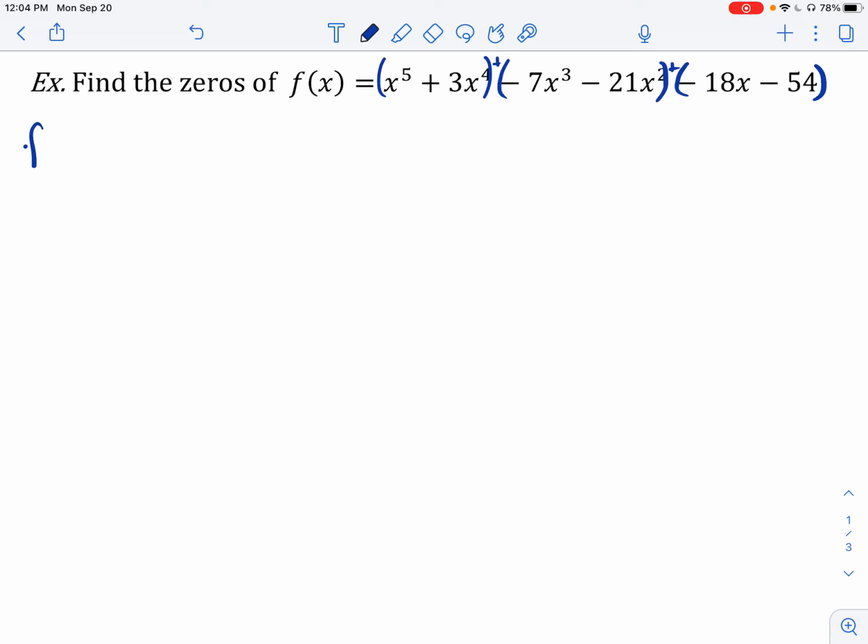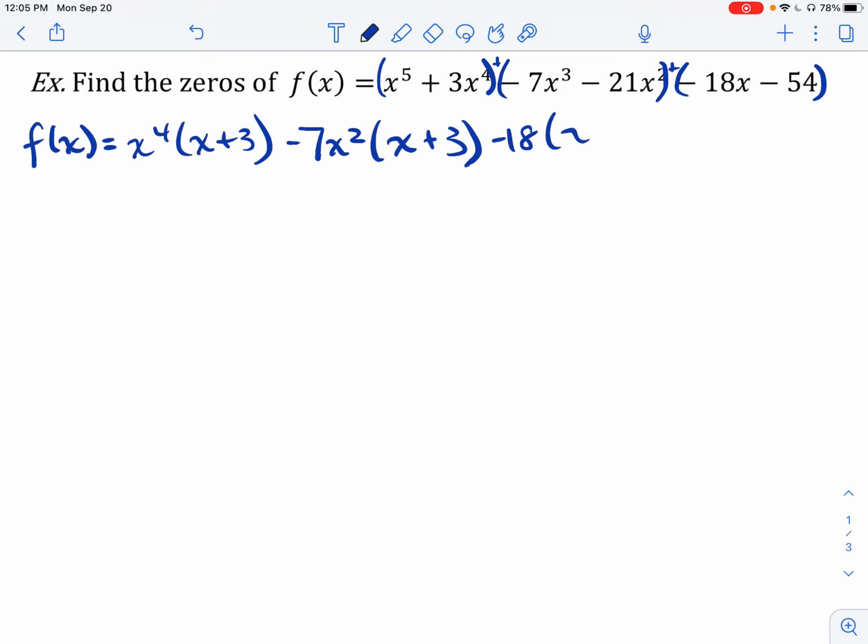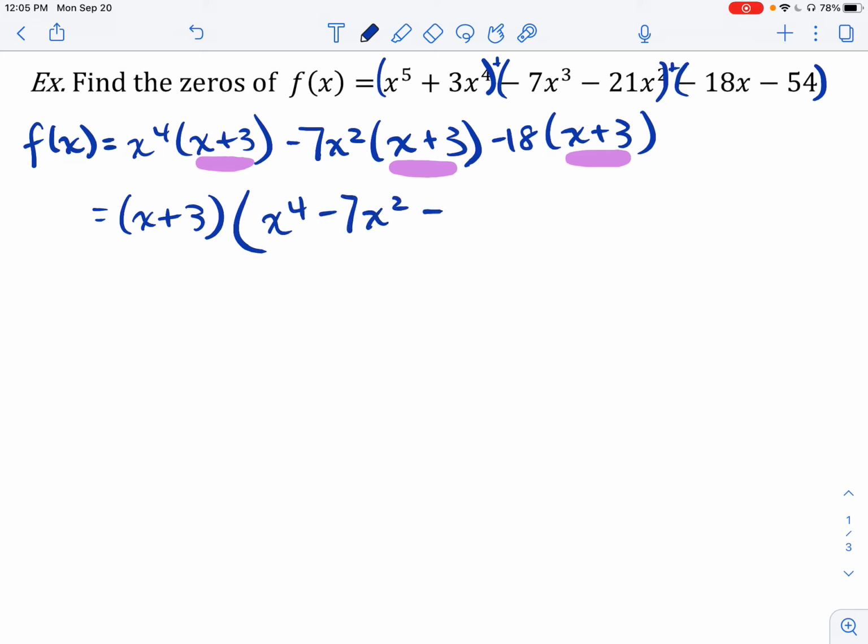So let's break each of these down. So f of x, I've got here, let me just make that a little bigger so I can see better. From here, I see my common factor is x to the fourth, and x plus 3 is left over. The next two terms, I can factor out negative 7x squared, so that's x plus 3 left over here. And then from my last binomial, I can factor out a negative 18, and x plus 3 is left over there. And I see that I have a common factor of x plus 3 in all of these groups. So I can factor out this x plus 3. And what we're left with is x to the fourth minus 7x squared minus 18.